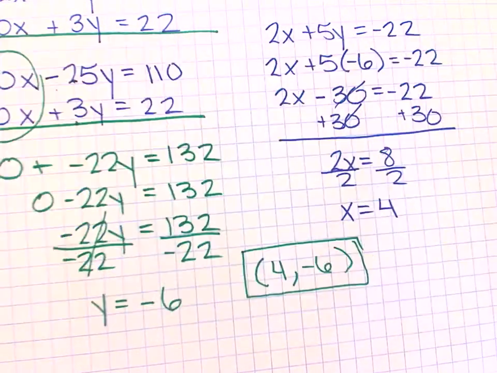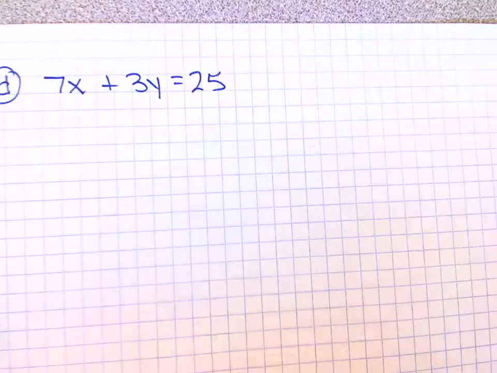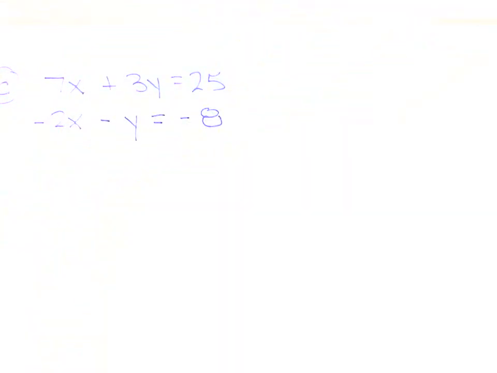Okay, and let's do another one. Example D. We have this and then a word problem. All right, bear with me. 7x plus 3y equals 25. The second one is negative 2x minus y equals negative 8.